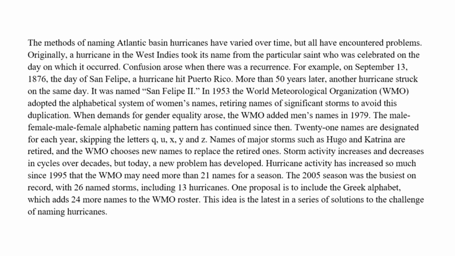The 2005 season was the busiest on record, with 26 named storms, including 13 hurricanes. One proposal is to include the Greek alphabet, which adds 24 more names to the WMO roster. This idea is the latest in a series of solutions to the challenge of naming hurricanes.